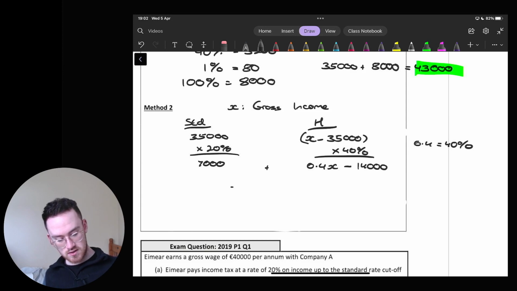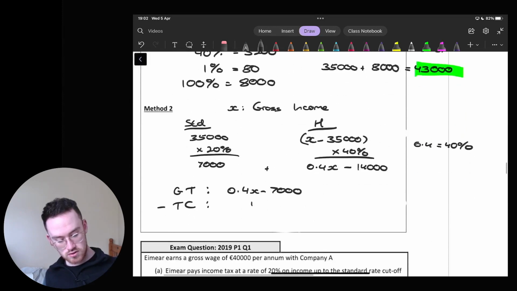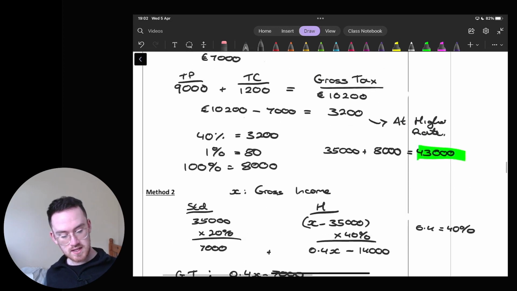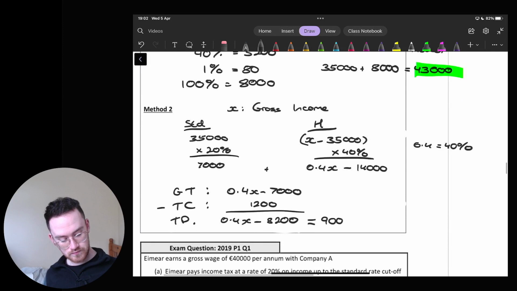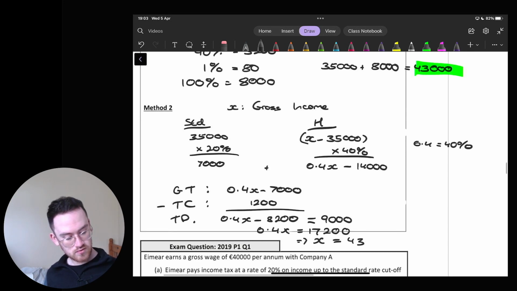Then we're going to add those together, which gives me 0.4x minus 7,000, and that is her gross tax. I would take away my tax credits. That would be my next step, which is 1,200, and that gives me 0.4x minus 8,200, and that is my tax payable, which for this question we're told is equal to 9,000. So that means the 0.4x is equal to 17,200, which means that x is equal to 17,200 divided by 0.4, which again is 43,000.